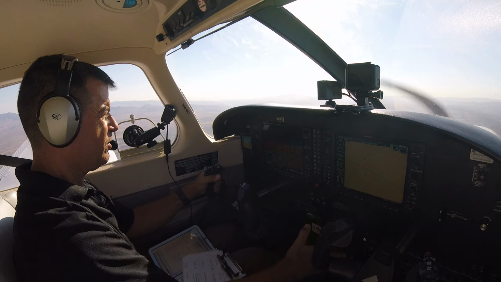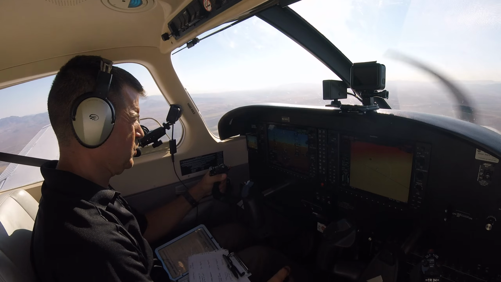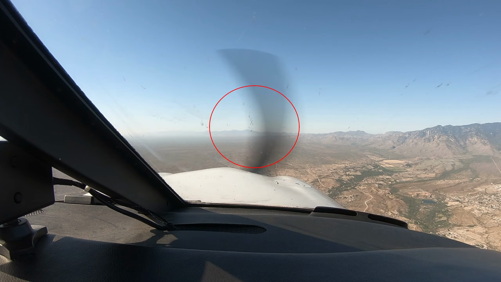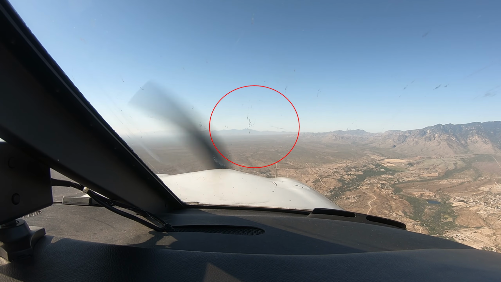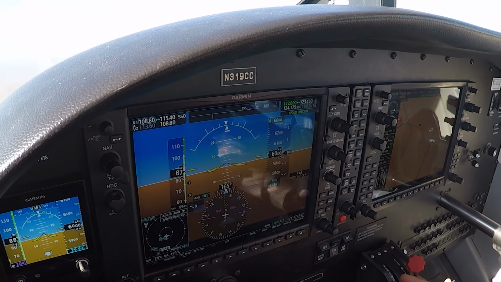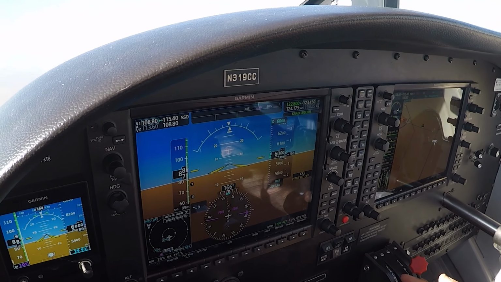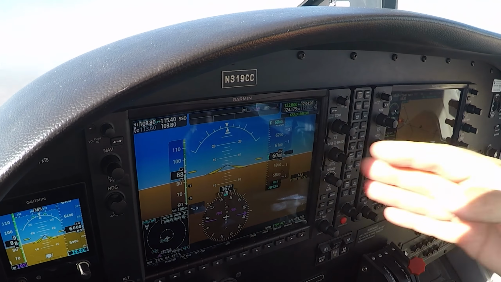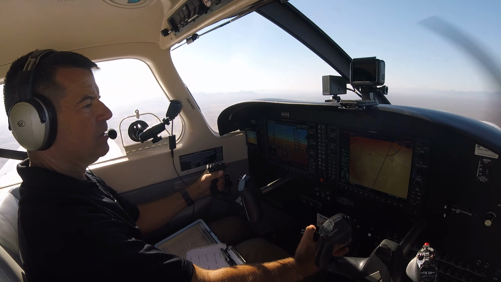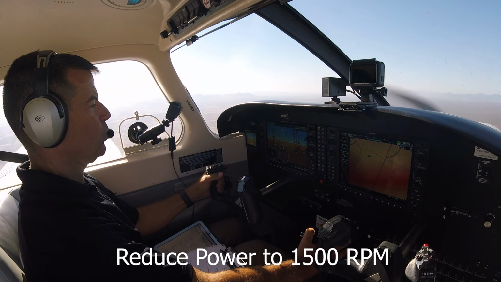All right, now we're going to do the power-on stall. Okay, 2,300. We've got our heading on the Dos Cabezas, a very prominent point. We've got our bug set as a backup. And we're at 2,300, looking for between 90 and 95. Okay, we'll reduce the power to 1,500.